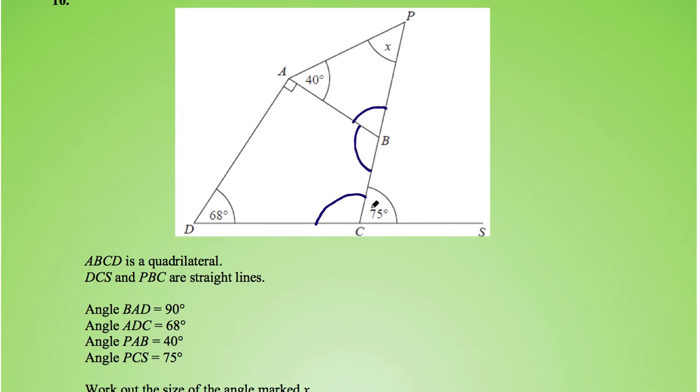First of all, 180 minus 75 is 105 degrees. Mark that in there. The rule that I've used there is that angles, or the reason I'm giving, angles on a straight line add to 180 degrees.